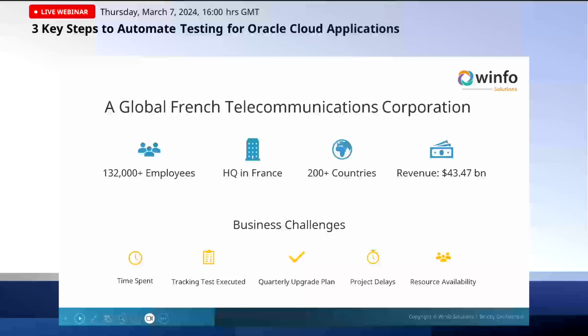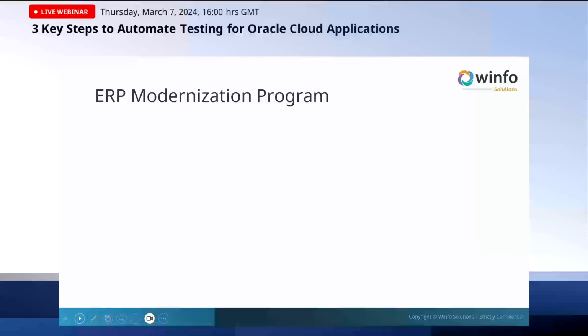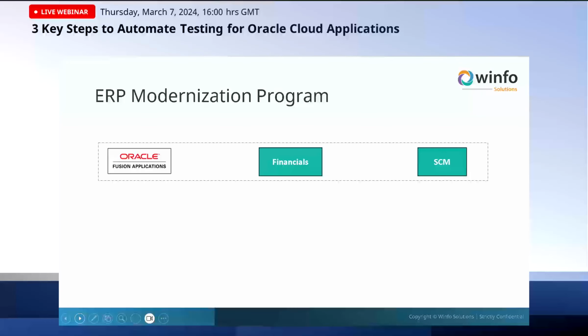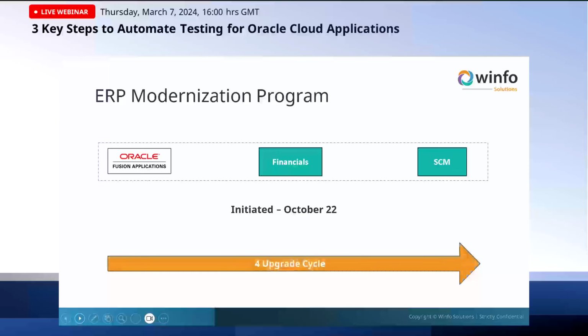Now let us look at the scope of automation. The scope of the project included Cloud ERP Financials and SCM. The project was initiated in October 22. They had completed 6 upgrade cycles successfully using Winfo Test solutions.